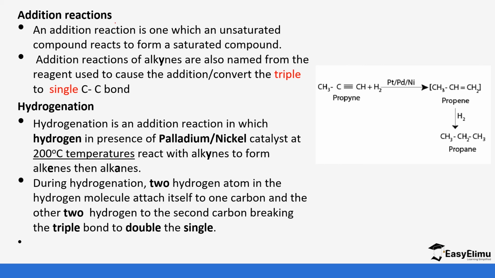You can see an example with propyne. You see it has a triple bond. The first bond is broken by introducing two hydrogens. You see one hydrogen has been introduced here and another hydrogen here. And then finally the double bond is broken by introducing more hydrogen here and more hydrogen here.